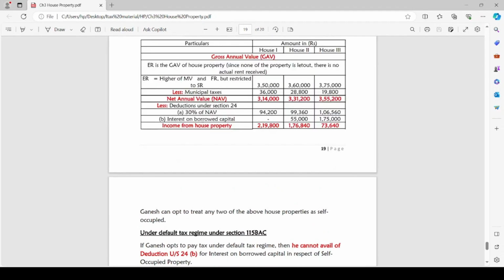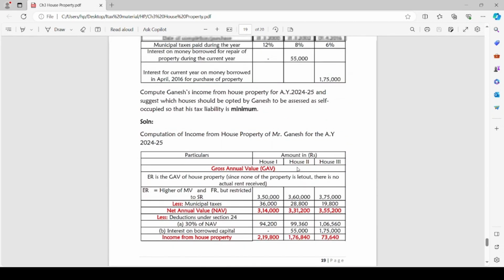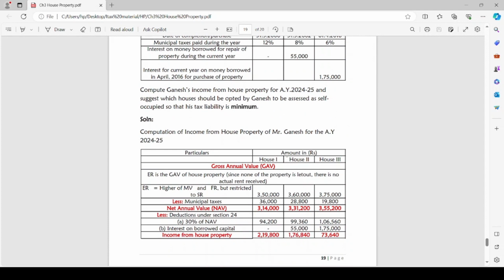Here the interest on borrowed capital is rupees 55,000. Generally, if the property is let out, there is no ceiling limit on the interest on borrowed capital. Hence, there is no restriction of 30,000 for the let out property.